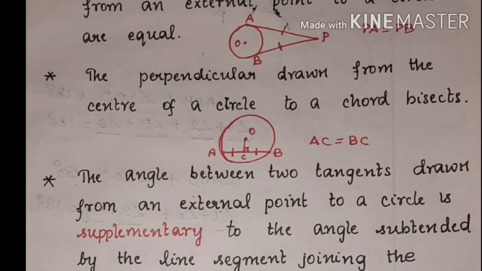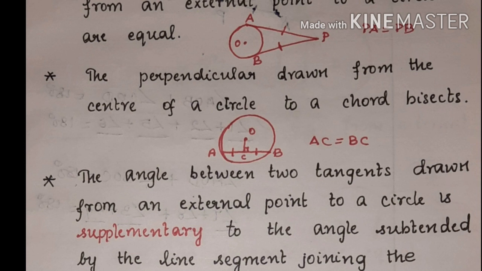Likewise, next result. The perpendicular drawn from the center of a circle to a chord bisects it. So this you have already studied in your 9th standard. That is, when a chord is drawn in a circle, the perpendicular line drawn from the center to the chord will definitely bisect the chord into equal parts.